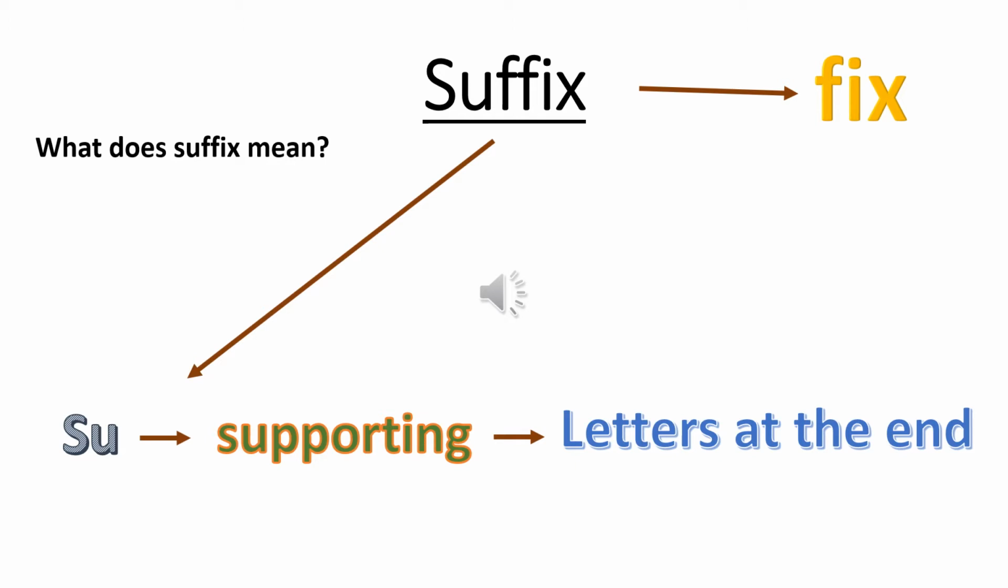So what are suffixes? Now, if we split this word into two, we have the word fix on the end. So that's a good little tip there, to fix something, but fix what? And then we've got the beginning part of suffix begins with an S and a U. And I always remember this part of the word as supporting. So the S and the U in the word supporting, and they are letters at the end of the word. So suffix means letters that you fix to the end of a word.